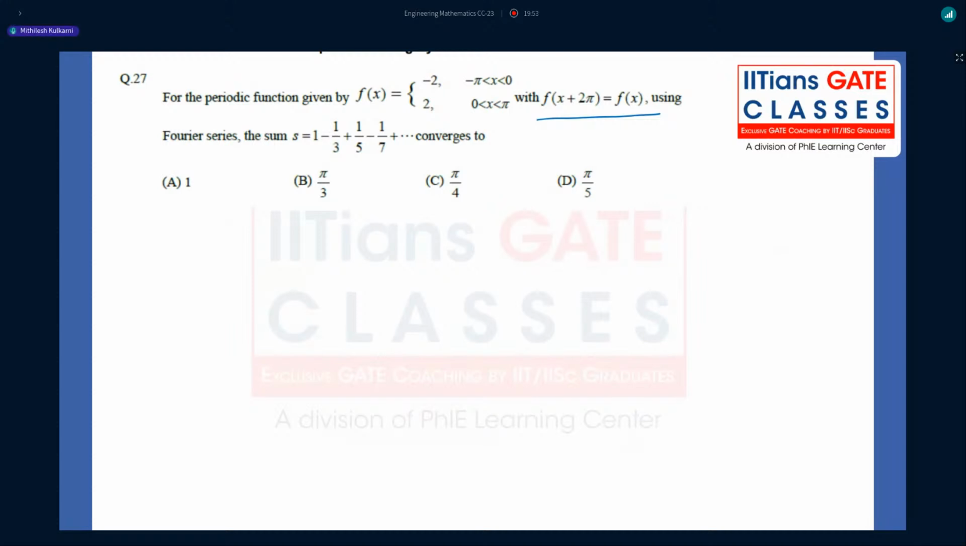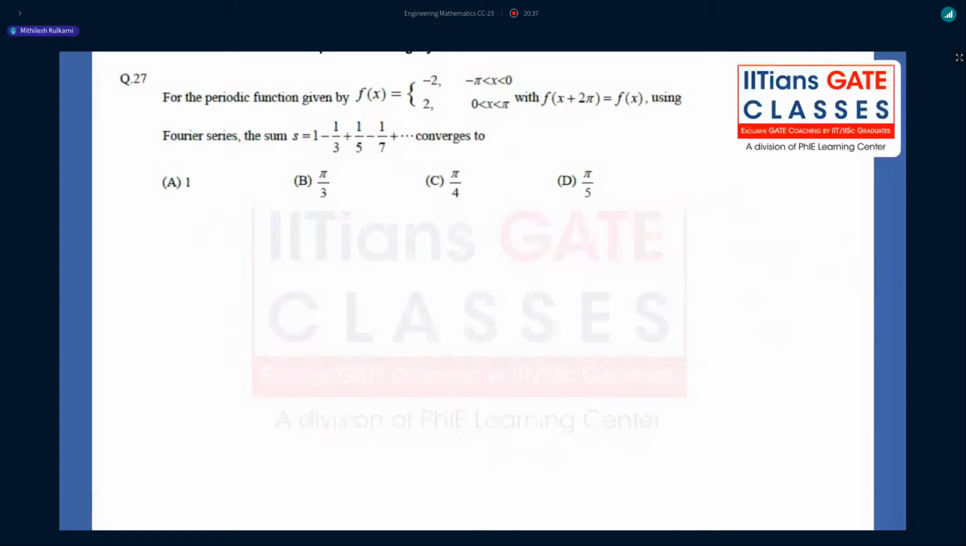Okay, screen is not updated. Let me just, yeah, I hope you'll be able to see it now. I'll repeat. This question is from the Fourier series, and it's a periodic function. The value of the function is minus 2 for the interval minus pi to 0, and from 0 to pi the value of the function is 2. And we have to tell what this series converges to by using a Fourier series.